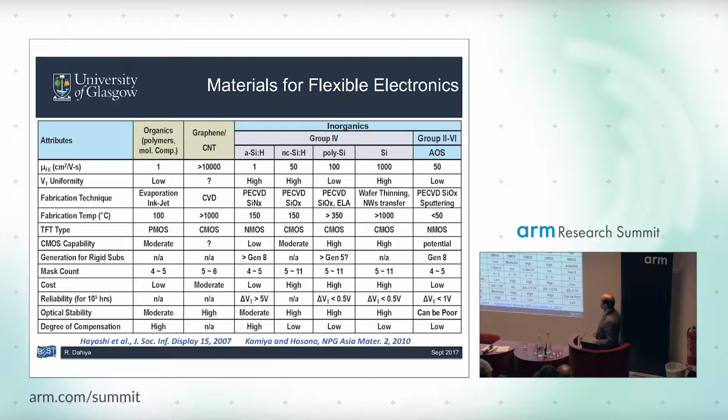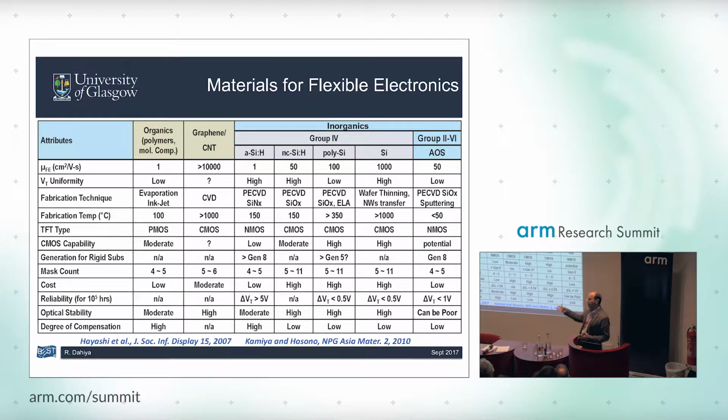And people have started looking into various materials. This slide gives a complete comparison. On this, you have various attributes that we look for generally from electronics engineering or from device fabrication point of view. Organics, graphene, silicon in various forms, and group 2,6 materials coming here. So that's the first parameter that we start with, mobility. In case of organic, it is 1. In case of single crystal silicon, it is 1000. So 3 orders of magnitude difference.